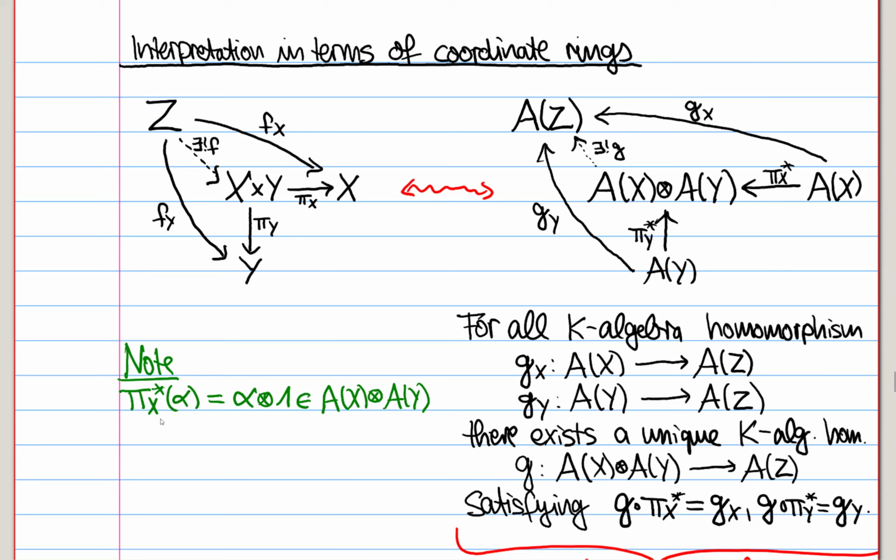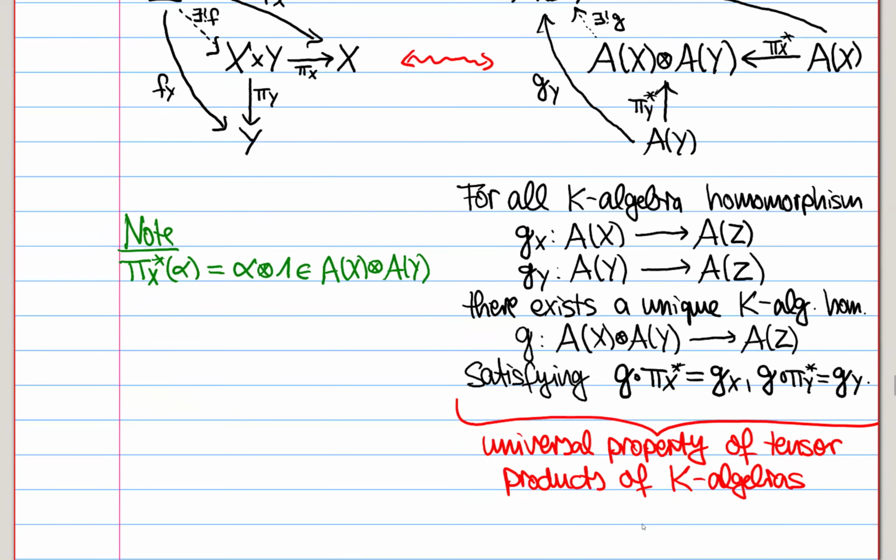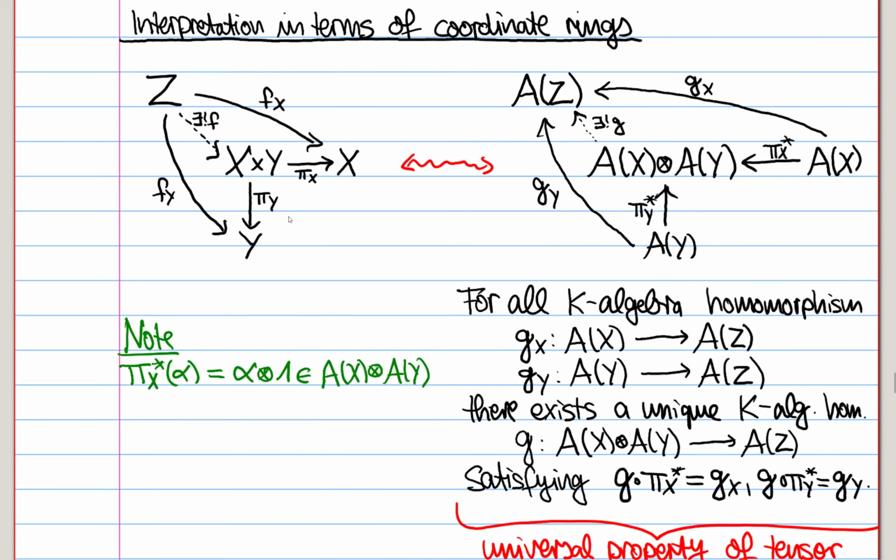And we can compute these projections explicitly. So tracing through this isomorphism of the functions here to this tensor product, you can verify that pi_X star of alpha, for example, is just given by alpha tensor 1 inside here. And so you can make everything very explicit on the K-algebra side. And then you see here for any pair of such homomorphisms, there is a homomorphism from the tensor product. And this exactly follows from the universal property of tensor products of K-algebras. So we have a very nice reflection of the universal property for the affine varieties here, going to the universal property for these tensor products.